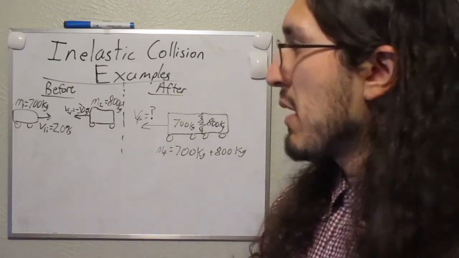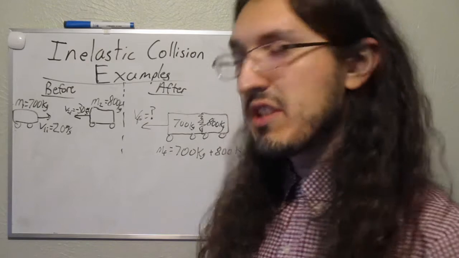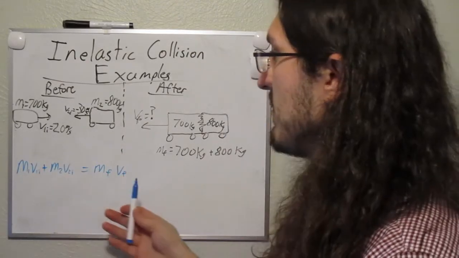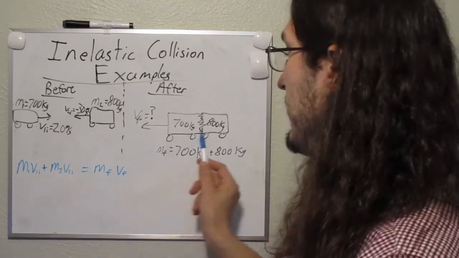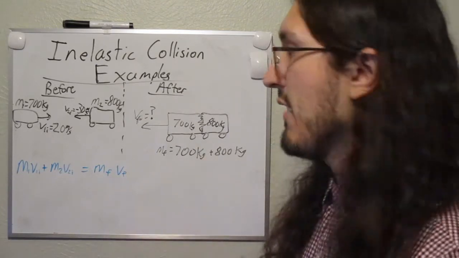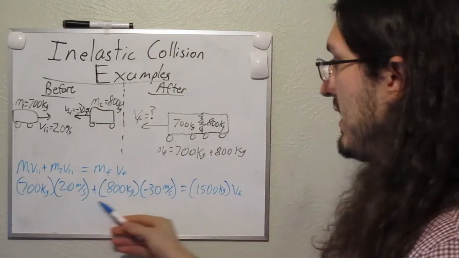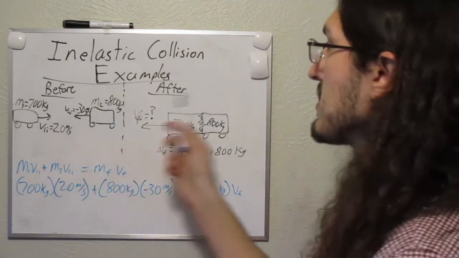Same way I start these problems, as always, I'm going to do the conservation of momentum. Here's my conservation of momentum equation, just the same thing as last time with the skateboarder, because now that they're moving together, this is one object after the collision. Having to switch up markers now because this one's dead.